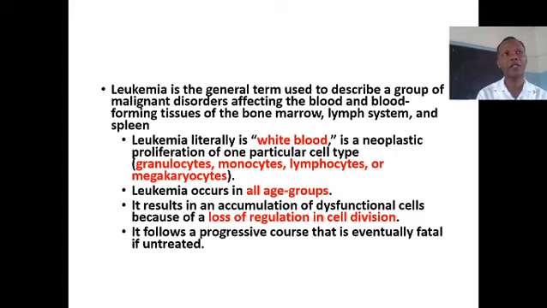Children can get it, adults can get it. It results in an accumulation of dysfunctional cells. Why? Because there is a loss of regulation in cell division. It has no regularity. It follows a progressive course that is eventually fatal if untreated in the early stage.